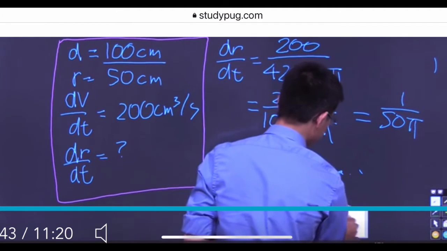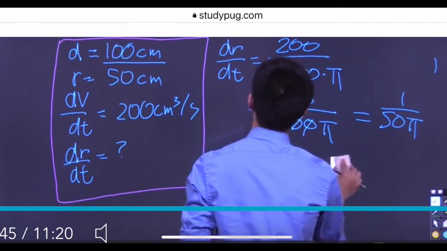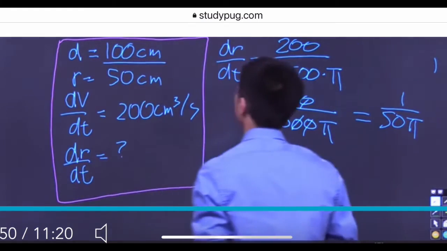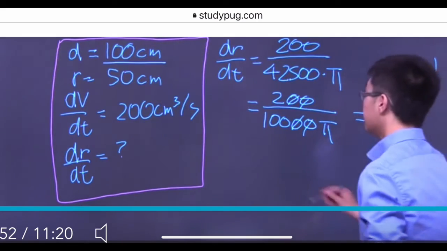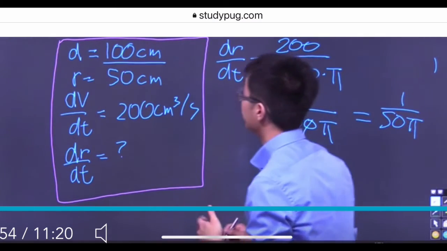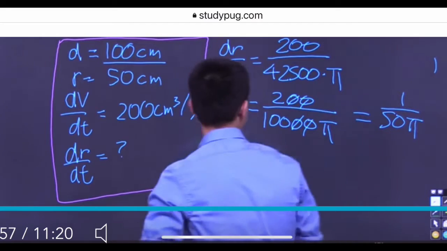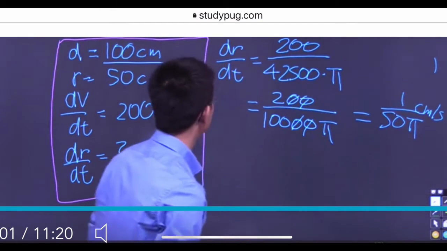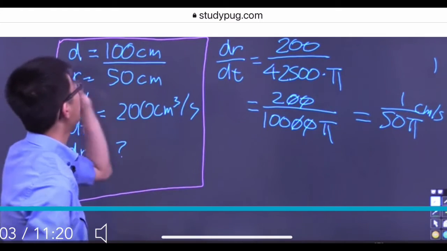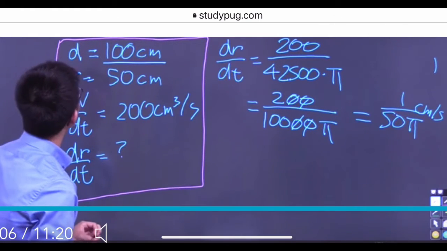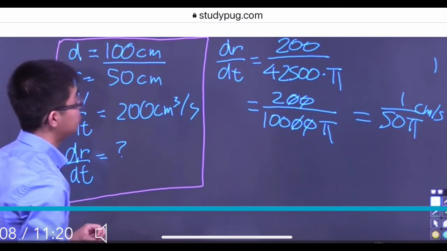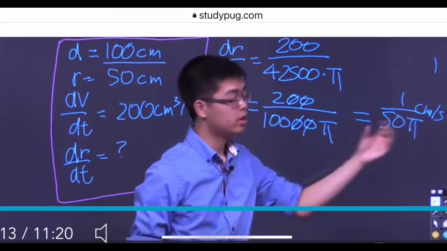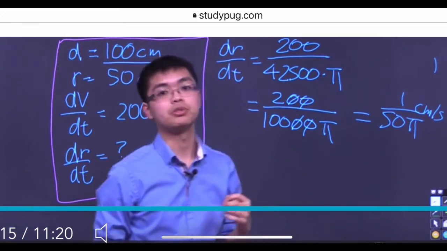So that means dr over dt, or the rate of the balloon, is 1 over 50 pi. What are the units? The units are centimeters per second. So the answer to this question, how fast is the radius of the balloon increasing when the diameter is 1 meter, is that it's increasing at a rate of 1 over 50 pi centimeters per second.